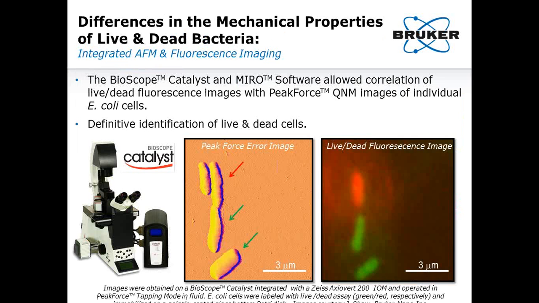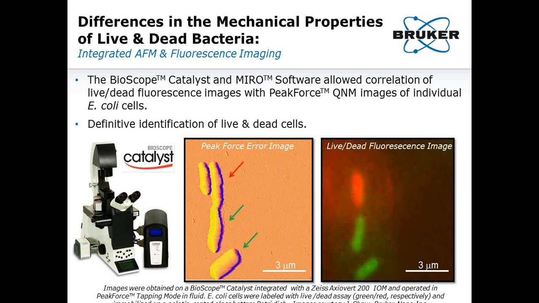To examine the differences in the mechanical properties of live and dead bacteria cells, the BioScope Catalyst was operated in PeakForce QNM to image the cell surface, while MIRO was used to register epifluorescence images to the AFM images of cells. The bacteria were labeled with a fluorescent live/dead assay.